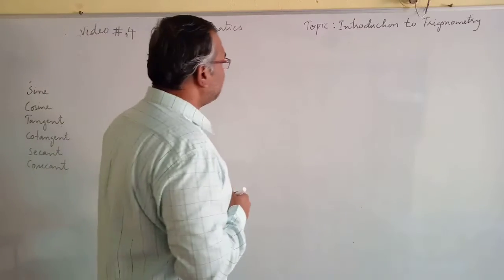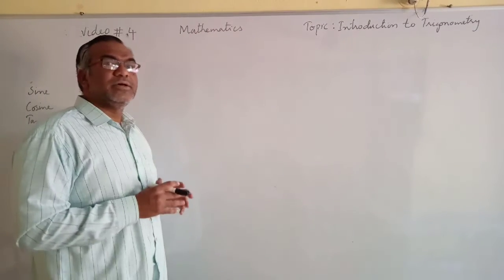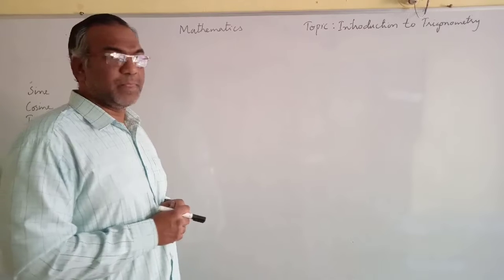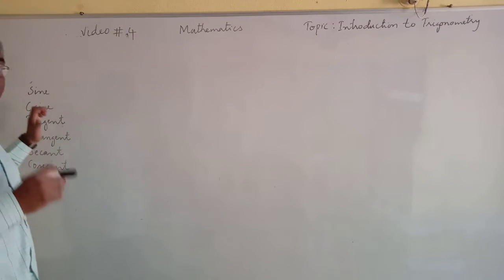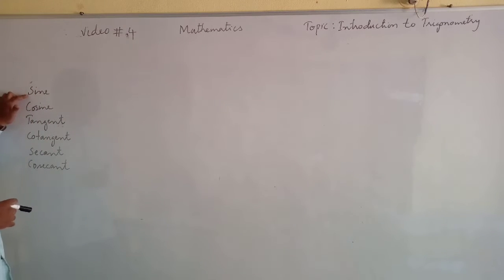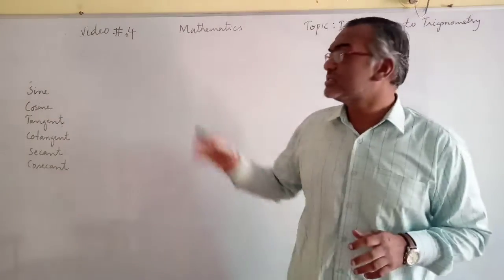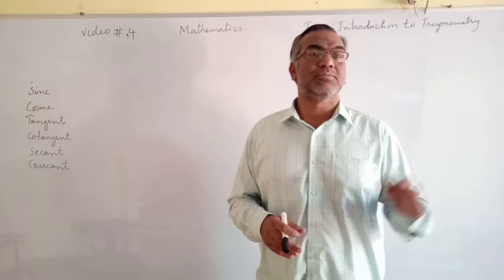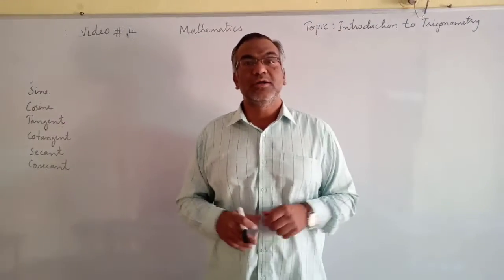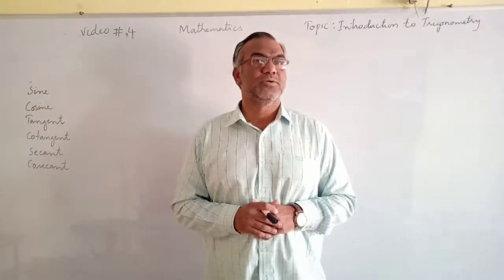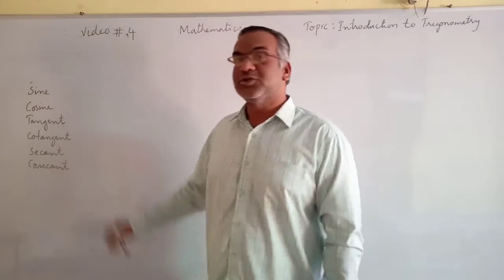Now trigonometry has 6 trigonometric ratios. Those 6 trigonometric ratios are sine, cosine, tangent, cotangent, secant, cosecant. Now the question comes, why are there 6 only? Why not more than 6 or less than 6? What is the reason that we have 6 trigonometric ratios?